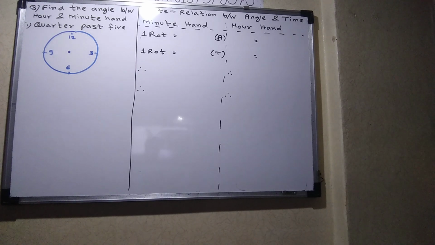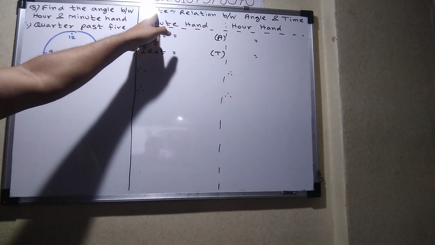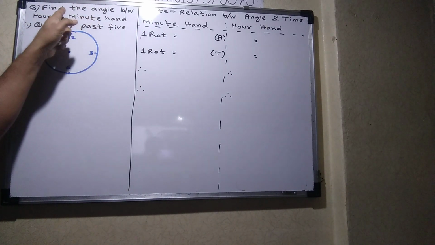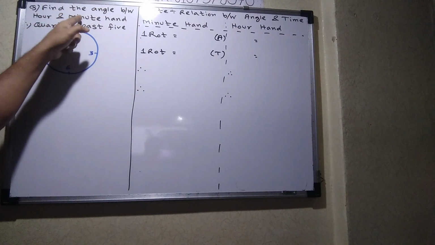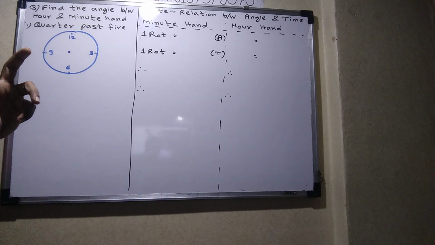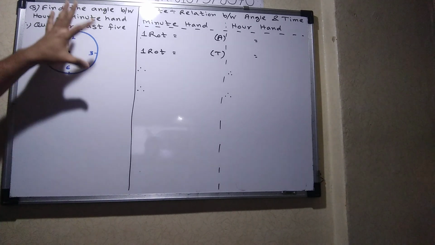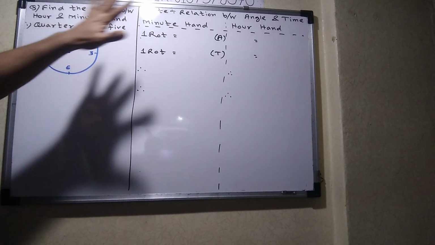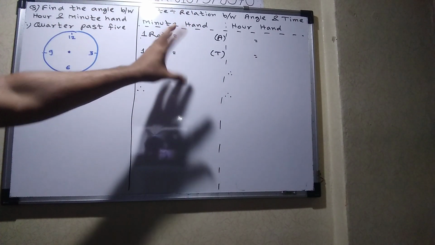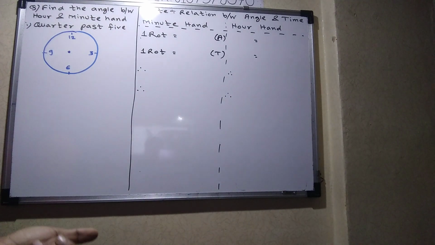Constant here, for the minute hand. Now what are we going to find out? Find the relation, or the angle, between the hour hand and the minute hand for the clock. I will explain this question afterwards. Let me give the basic idea about the relation: how much angle will be there when some time has passed.